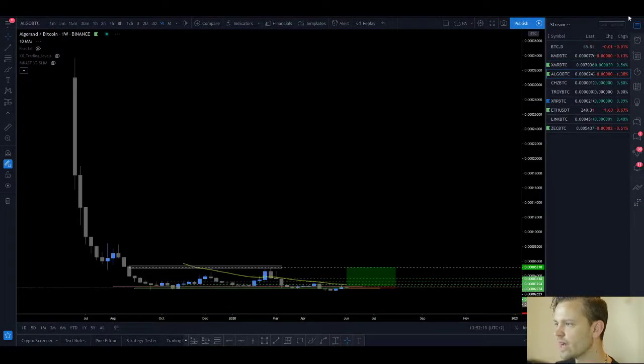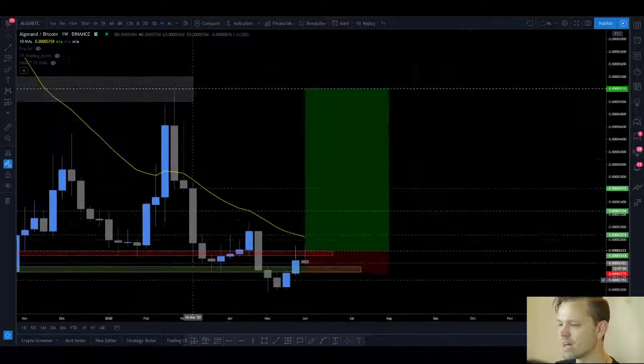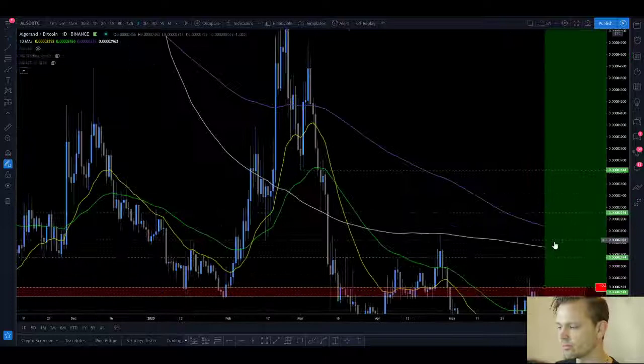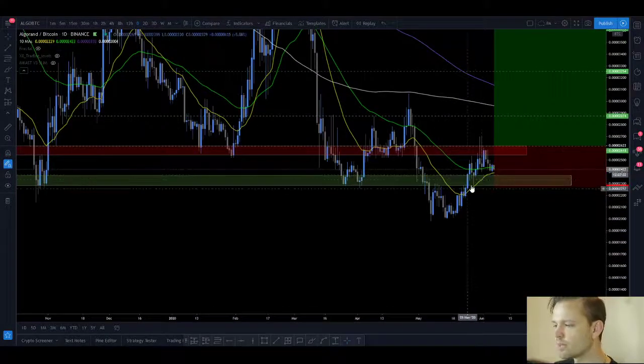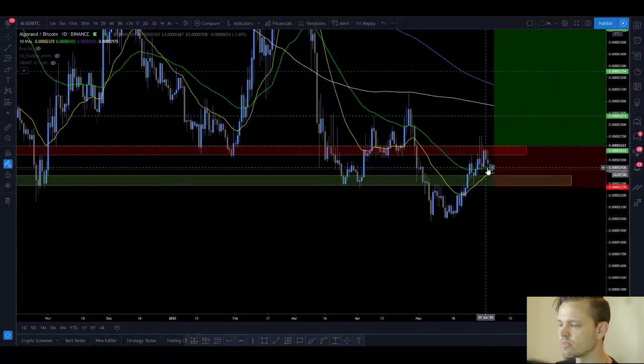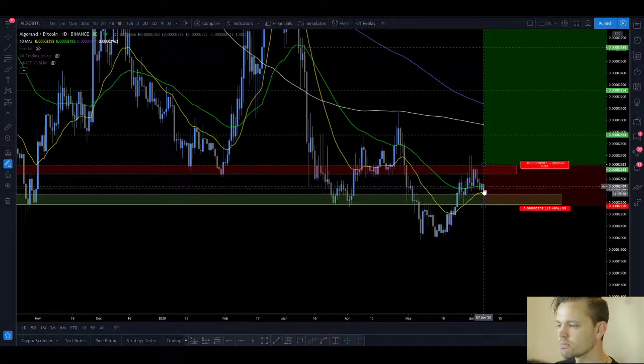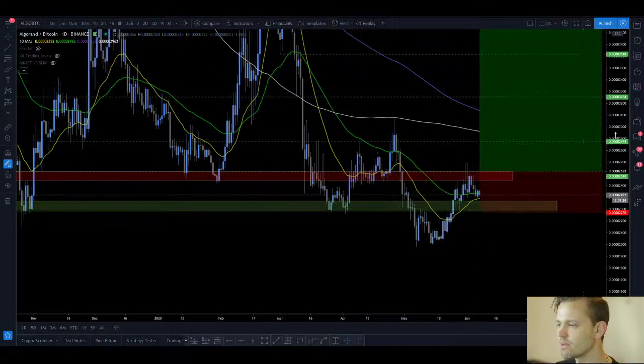We also have ALGO BTC, another one I really like. We have reclaimed the 21 EMA on a daily. We have reclaimed the 55 EMA on a daily. We might very well see a bull cross between the 21 and the 55 EMA on the daily.